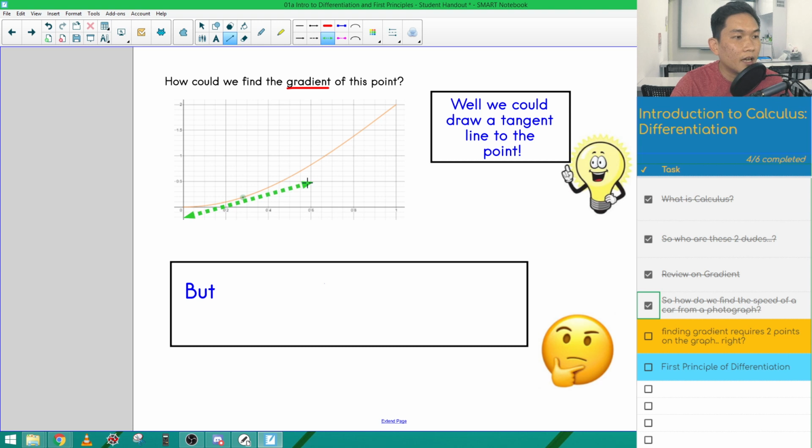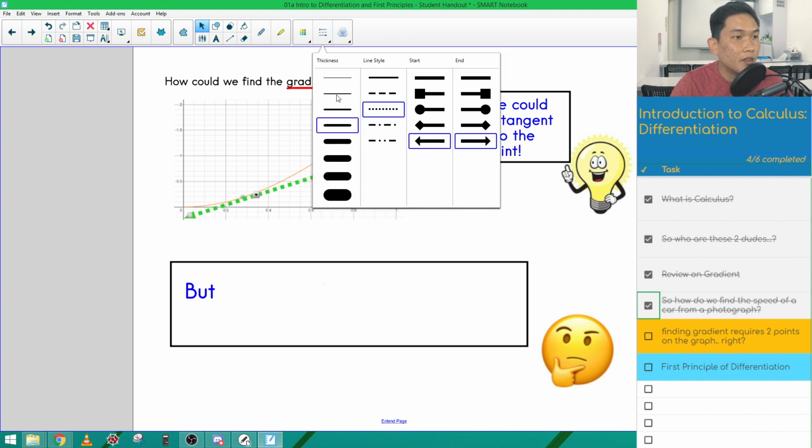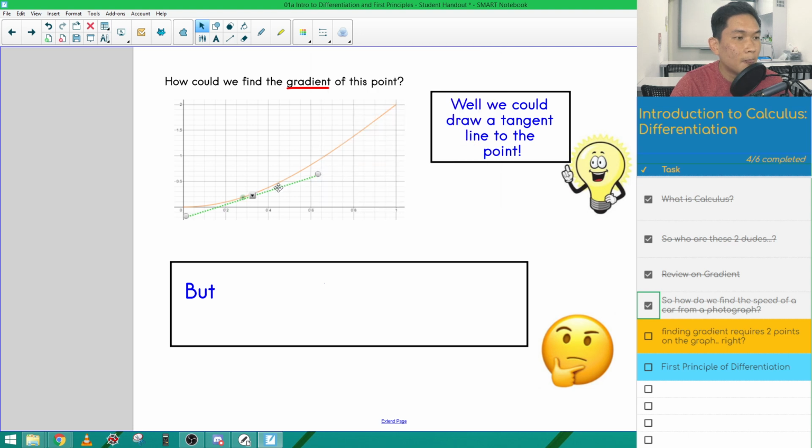Okay, it's basically a line that brushes across the orange graph and only touches the orange graph at a single point, at one single point. Okay, let me make this a bit thinner, maybe like this. So it brushes against the orange graph at only that point, that green point over there. Okay, and then this tangent line will have the same gradient as that point.